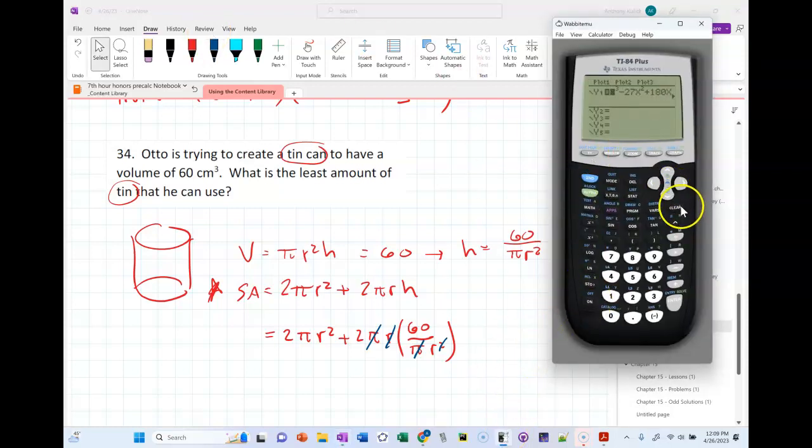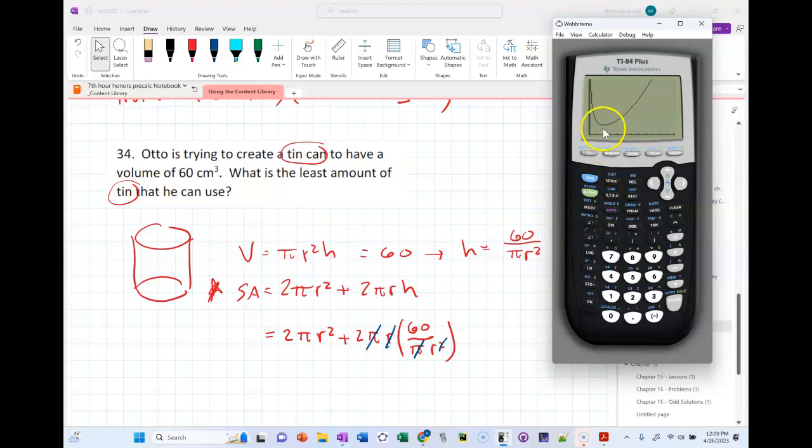So I would graph then 2 pi, I'm going to use x instead of r's because that's what my calculator works in, plus 2 times 60 is 120, and I still have 1r left in the denominator there. And then we'll go, I don't care, like 0 to 10, that's fine, probably. So there's what my function looks like.